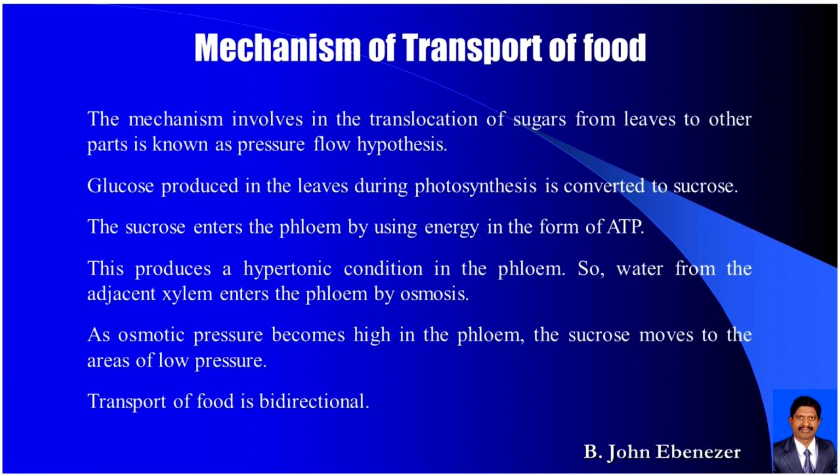Glucose produced in the leaves during photosynthesis is converted to sucrose. The sucrose enters the phloem by using energy in the form of ATP. This produces a hypertonic condition in the phloem. So water from the adjacent xylem enters the phloem by osmosis. As osmotic pressure becomes high in the phloem, the sucrose moves to the areas of low pressure. Transport of food is bidirectional.